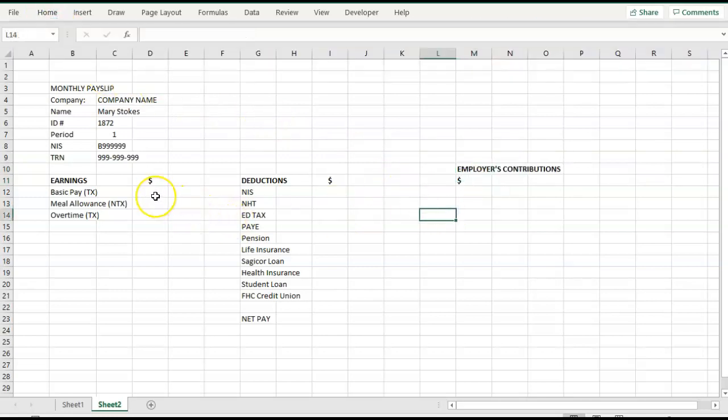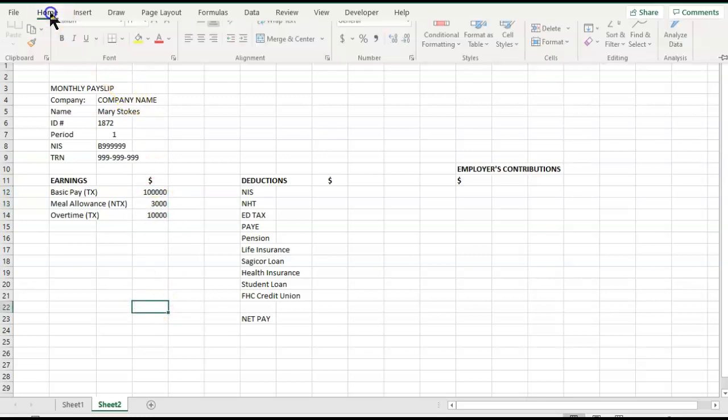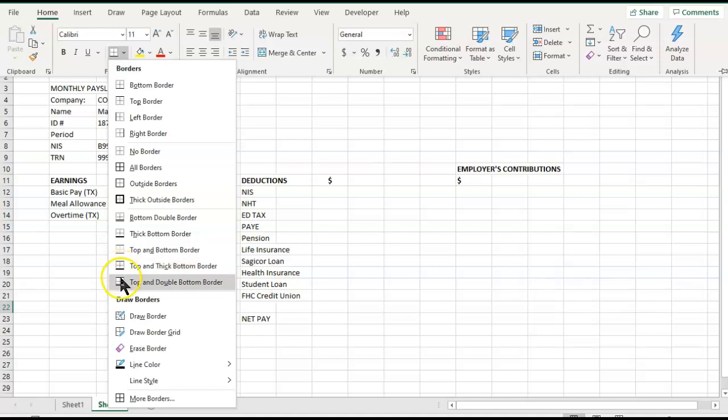Now I need to put in some data for the basic pay. I'm assuming that the person will be earning $100,000. Mary Stokes will have a meal allowance of $3,000 for the month, and she has worked $10,000 of overtime. So in all, she would have earned $113,000 for the month of January.